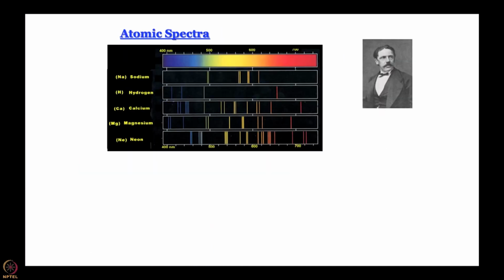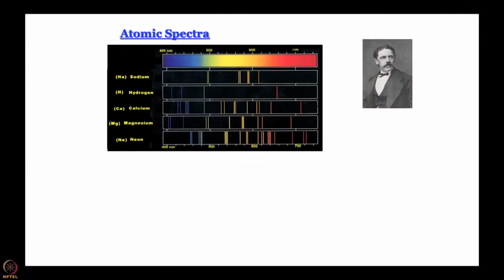So, with this background and knowing that the Rutherford model did not really work, because classical mechanics requires the atom to give out energy continuously, the electron to give out energy continuously and therefore spiral onto the nucleus, and also with another experimental result, that is atomic spectra, Bohr formulated his model.